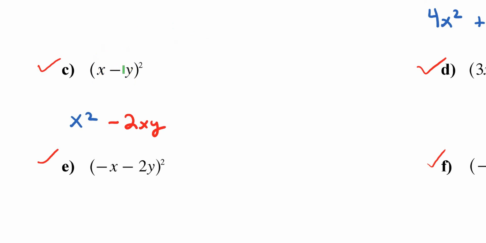And then finally, you want to square this last term. What is negative y squared? Well, that's negative y times negative y, which is positive y squared. And that's the square. Once again, this is the square double square technique.